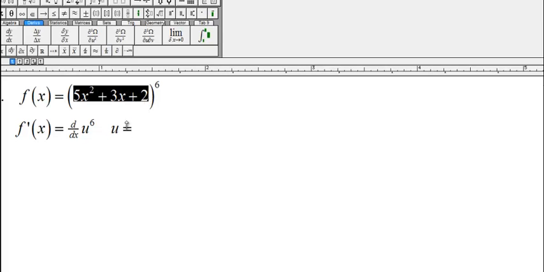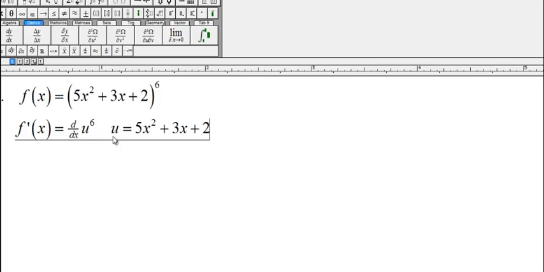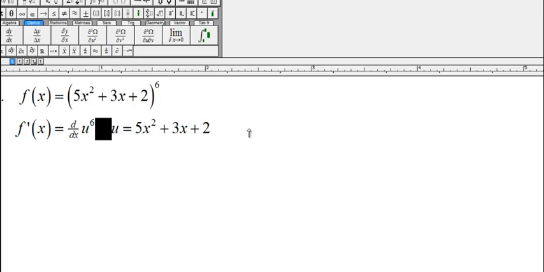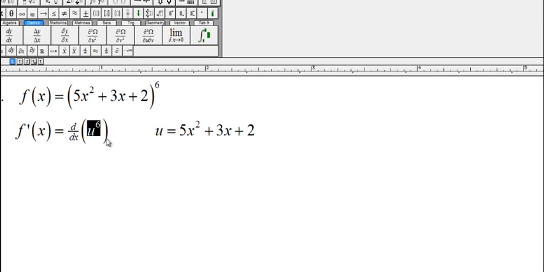So notice again, the last thing done in evaluating the function is going to be the rule that you're going to use. So the last thing is raising to the sixth power. We're going to use the power rule. But to do that, we need to do a substitution. Okay, so we're taking the derivative of that. Well, that's something we know how to do.